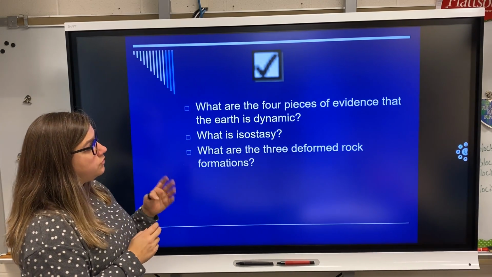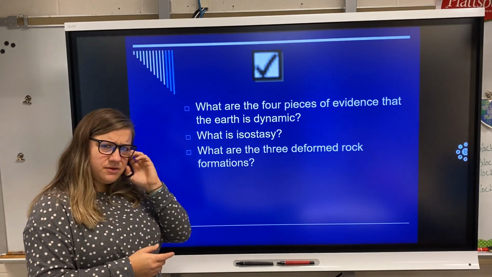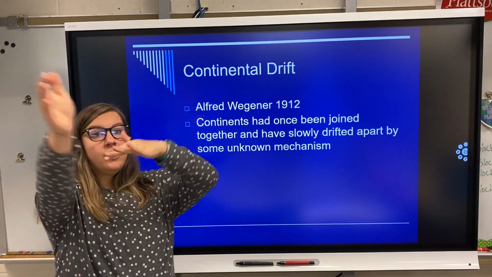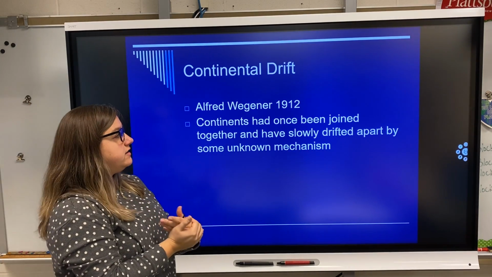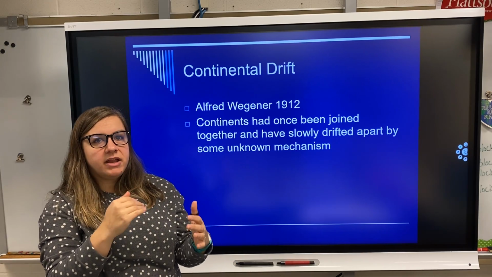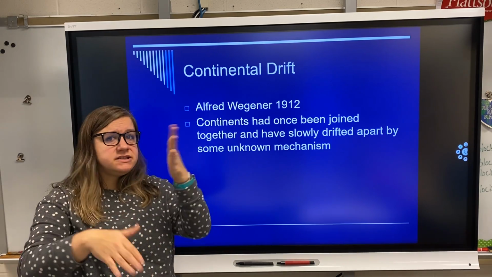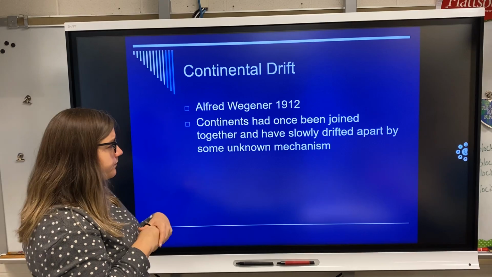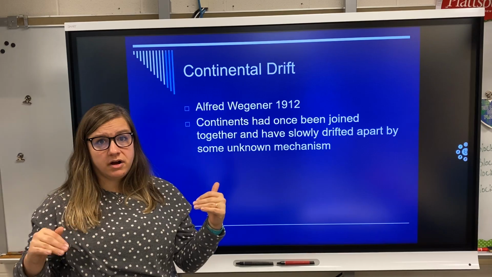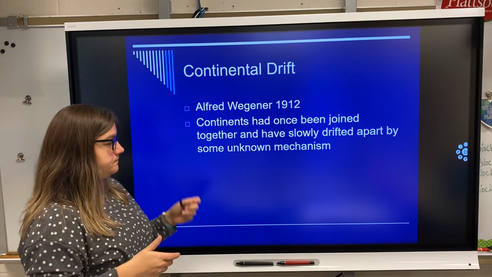Okay, so those are the four pieces of evidence of the dynamic earth that we just went over. Isostasy, you really don't need to know that anymore, I don't know why that's still there, and there are deformed rock formations. One of my favorite scientists, Alfred Wegener, had the idea that the continents must have moved at some point because of all of these pieces of evidence that he found. He believed that continents had once been joined together and slowly drifted apart, but he didn't know how, and he couldn't prove how, so nobody believed him.